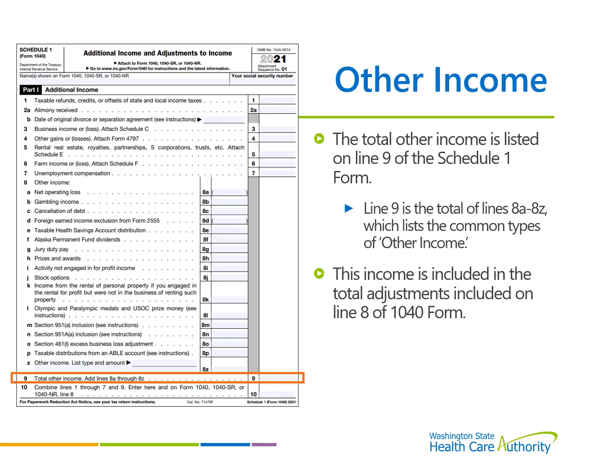Other income. Other taxable and countable income is listed on line 9 of the IRS Schedule 1 form. The other income types are individually listed on lines 8A through 8Z, which are totaled on line 9. This income type is included in the total income on line 8 of IRS 1040 form and calculated along with the other additional income types included on that line.